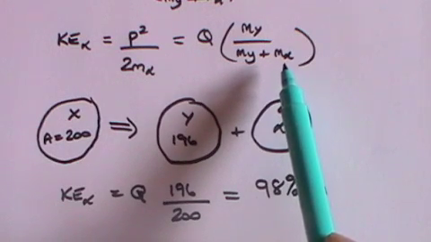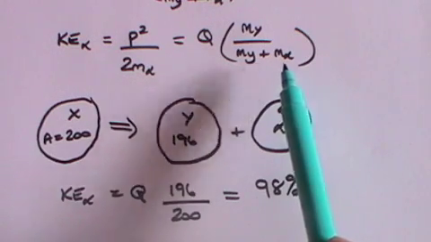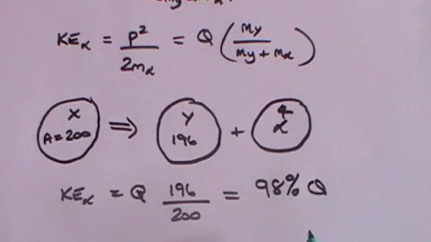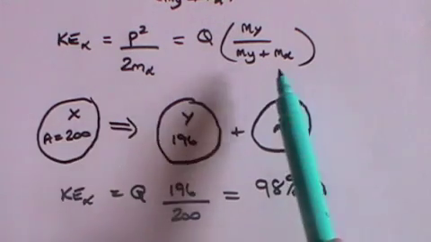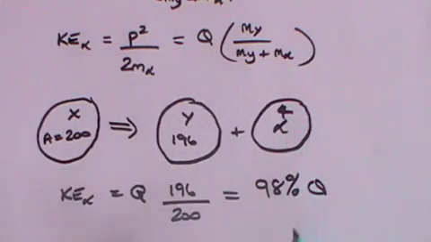So if the alpha particle had the mass of an electron, it would carry away 99.99% of the energy. So the alpha particle carries away about 98%. The electron, if the alpha particle had the mass of an electron, would carry away nearly all the energy.